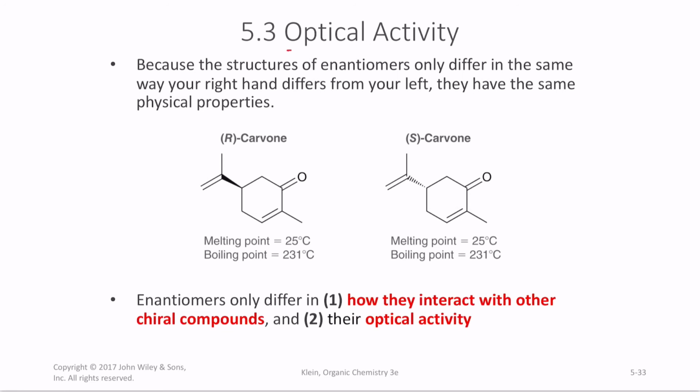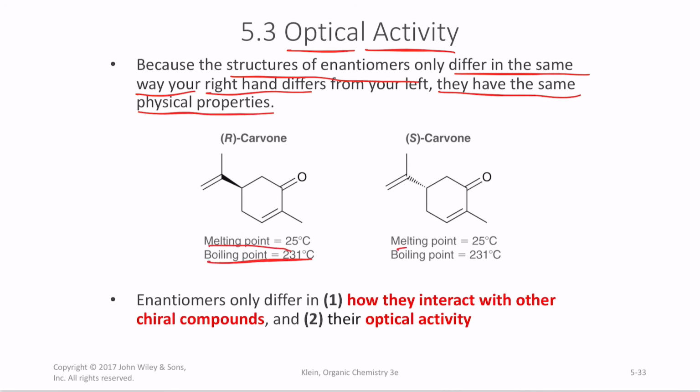Next, let's discuss optical activity. Because the structures of these enantiomers differ only in the same way as your right hand differs from your left, they also have the same physical properties. When you check the physical properties of the molecules, they look exactly the same. So enantiomers only differ in two ways: one, how they interact with chiral compounds, and two, their optical activity.